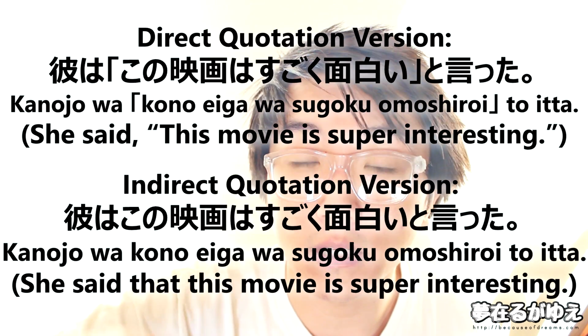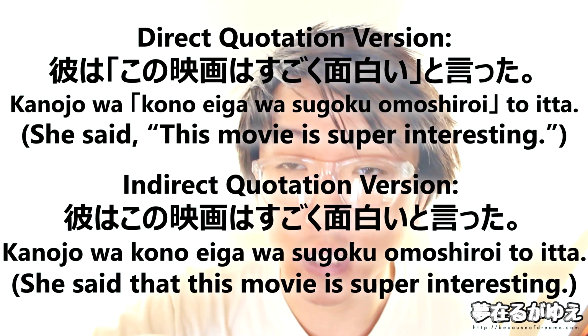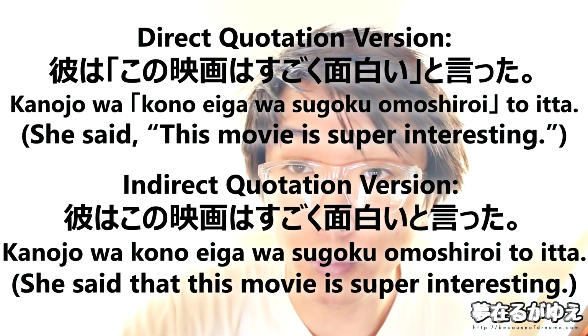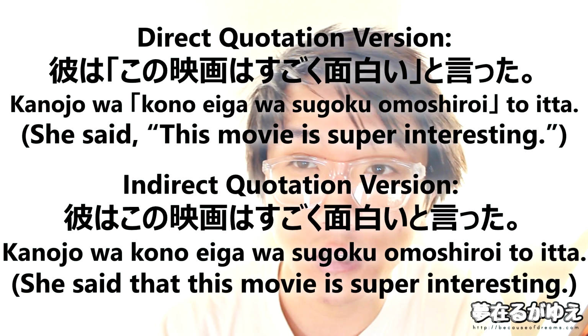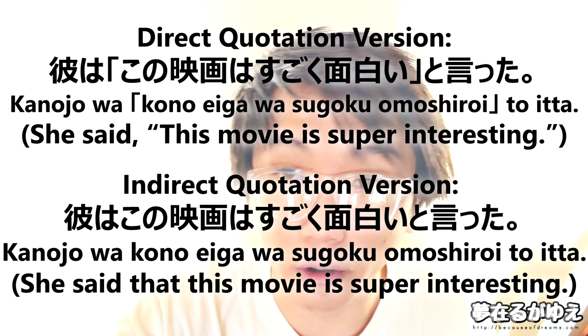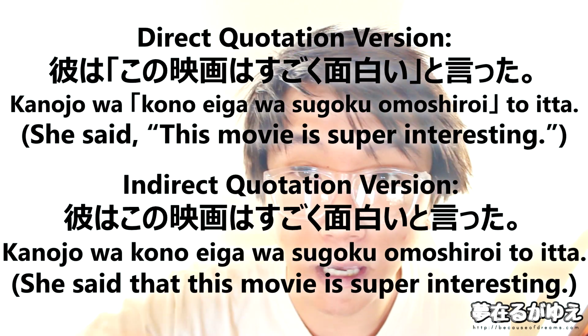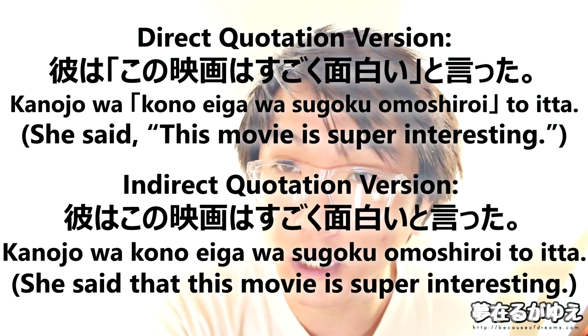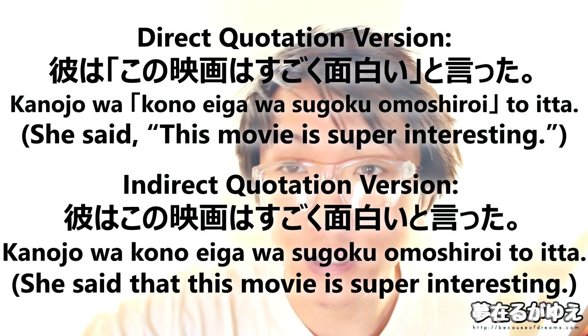Then we have sugoku, which is an adverb that means really or very, and it's going to be modifying the adjective right after it, which is omoshiroi, which is interesting. So really interesting, very interesting, super interesting. Altogether, the quote in the sentence reads, this movie is super interesting. Kono eiga wa sugoku omoshiroi. Right after the quote, of course, we put the particle to to mark it as a quotation. Then we have the verb that kanojo did, which is itta, which again translates to said. So she said this movie is super interesting.